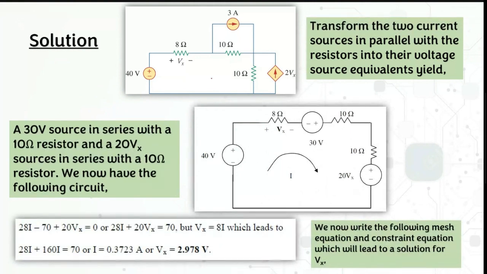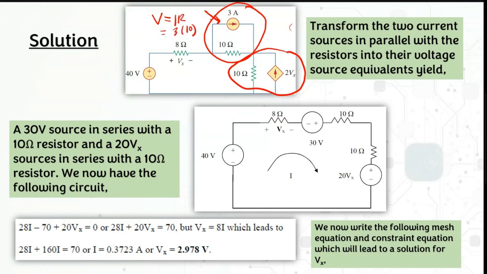Obviously you can just transform this source and transform this source. For this part, you want to transform this current source to a voltage source, so you need to calculate the voltage, V equal to IR, where I is 3 and R is 10. So you get V equal to 30 volts. And for this one, V equal to IR, so your I is 2Vx times your R, which is 10. So you will have 20Vx here.